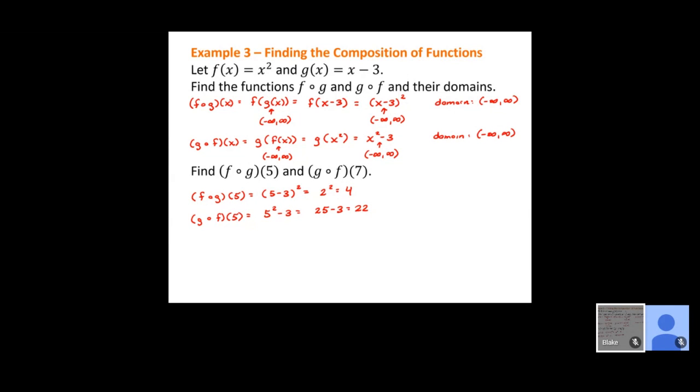I was supposed to find g of f of 7. I'm sorry. We found g of f of 5. 7 would be the same. Just substitute 7 instead, right? And you get a different answer.